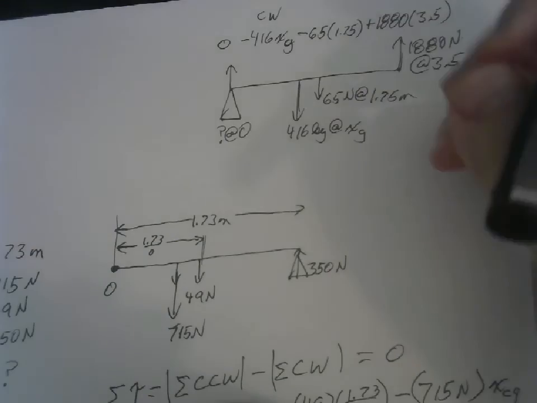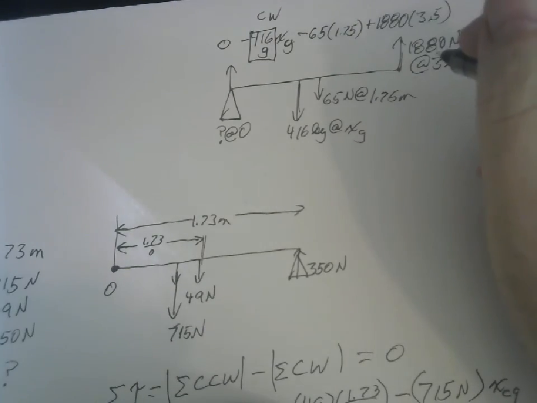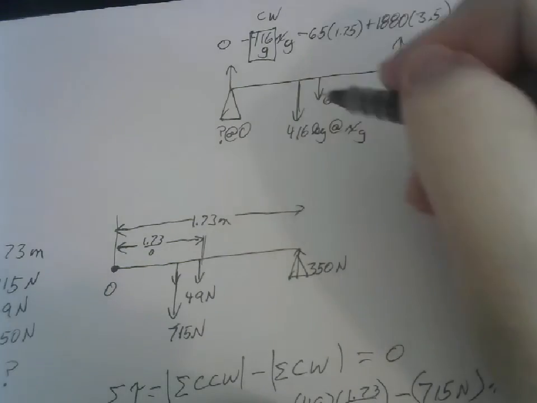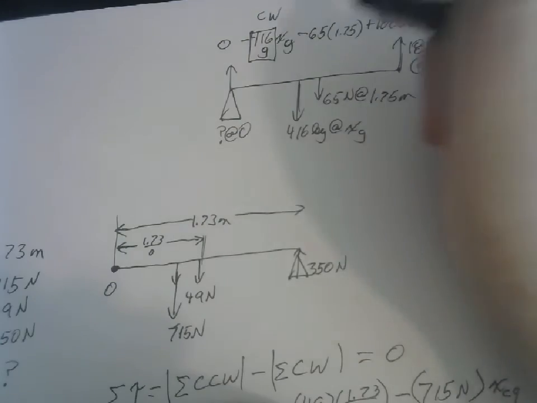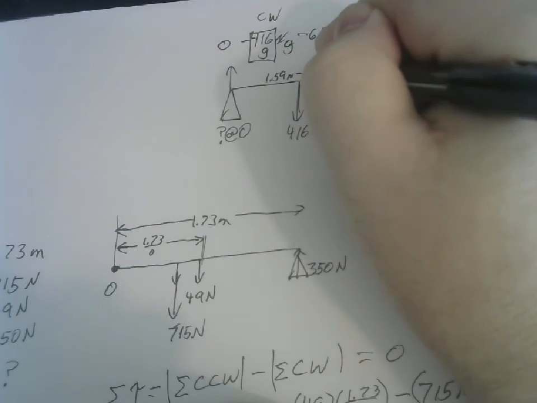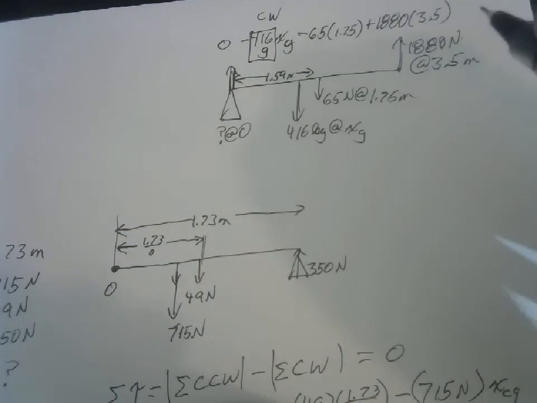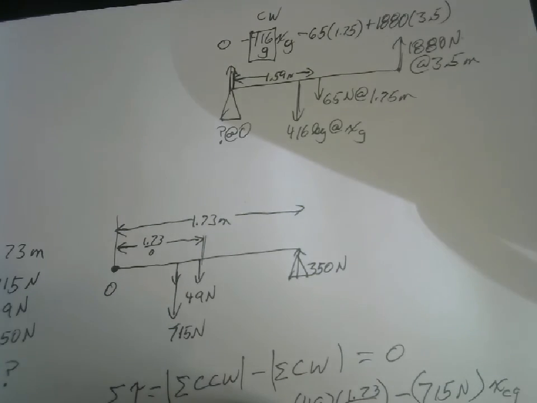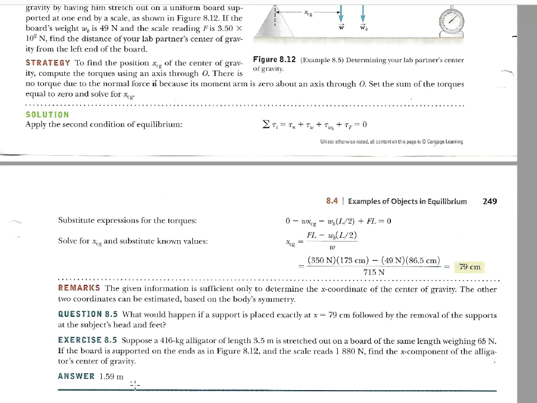Except I want the weight of the alligator, not its mass, so let's change that to 416g. And we get a distance of 1.59 meters for the distance from that point to the center of mass.